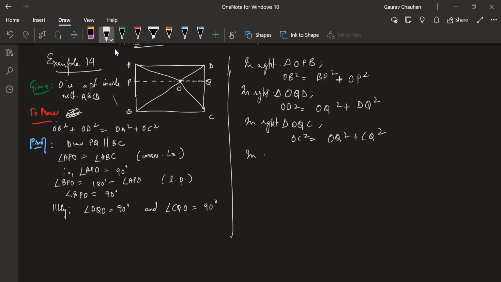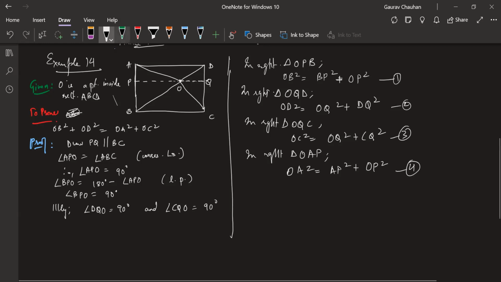And then in right triangle OAP, I have OA square is equal to AP square plus OP square. So this gives us four equations, 1, 2, 3, and 4. Now I want you to notice, to get to this equation, I need to add OB square and OD square. Let's add this and see if the right hand side automatically becomes this or not. I'm going to add equation 1 plus equation 2.